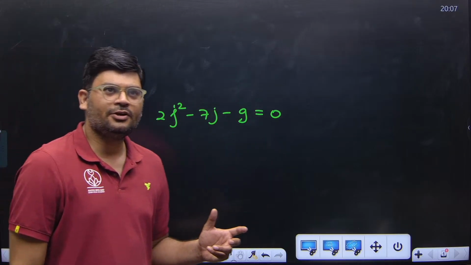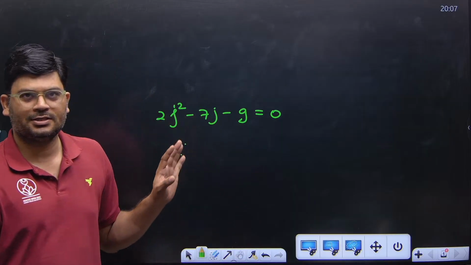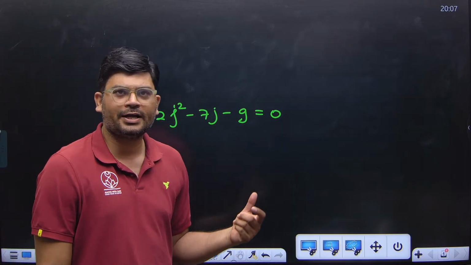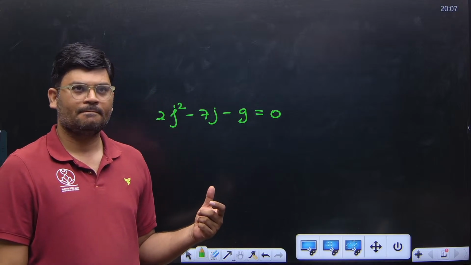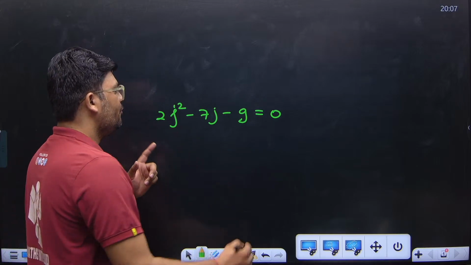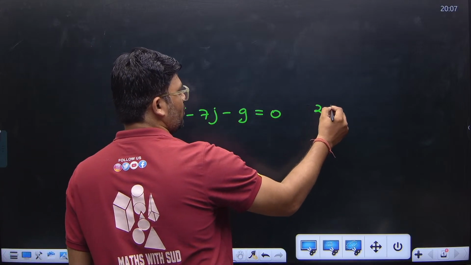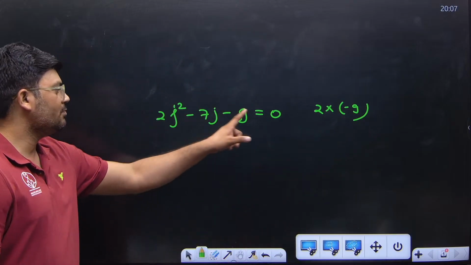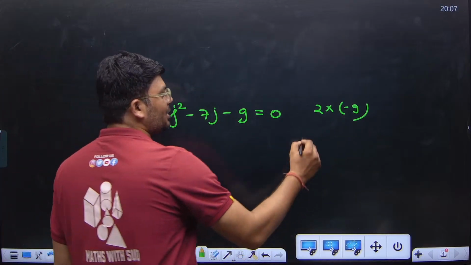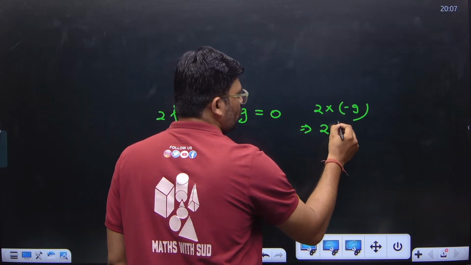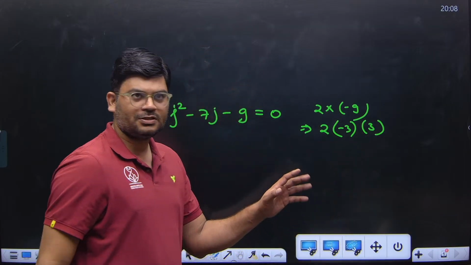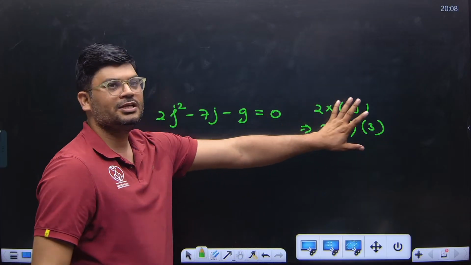So the first thing that you have to do is you have to factorize this. And how to factorize this? Have I told you how to factorize? Yeah. So first you have to multiply this 2 and minus 9, right? These two numbers you have to multiply. So when you multiply them, you will get 2, minus 3 and 3. These are the numbers which can be multiplied to form this.